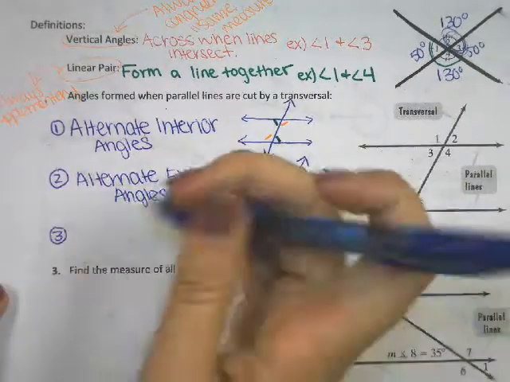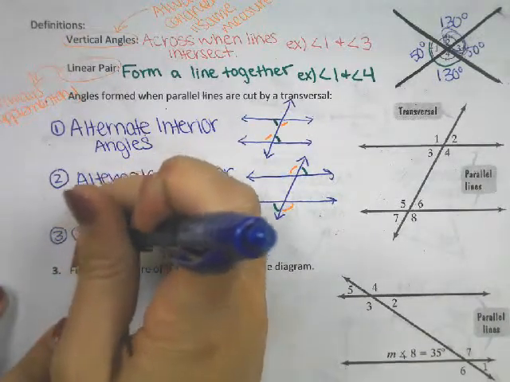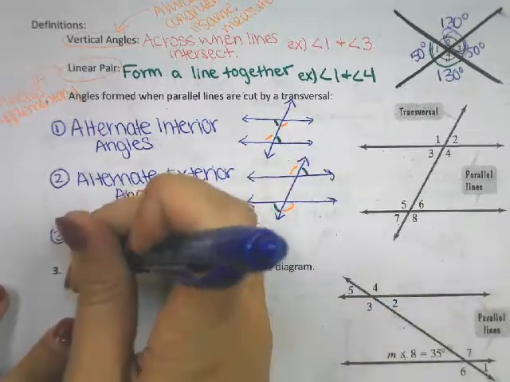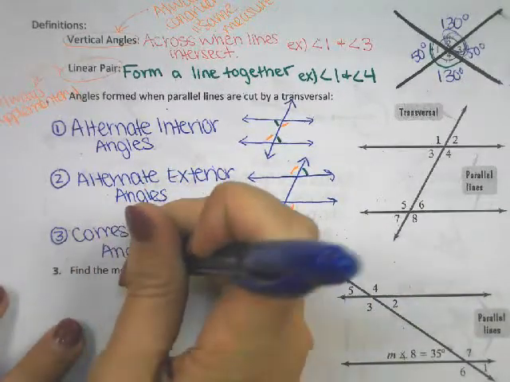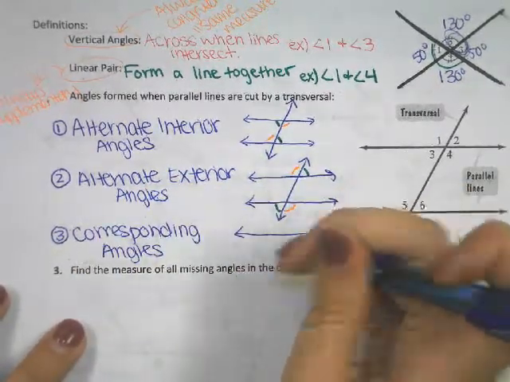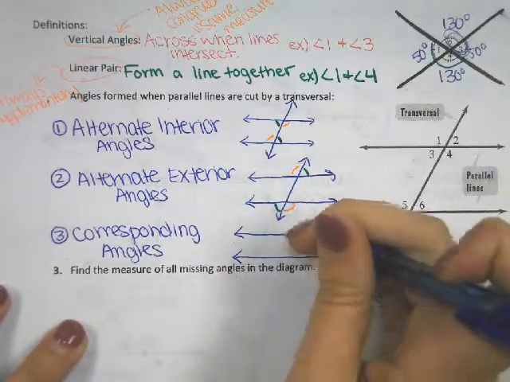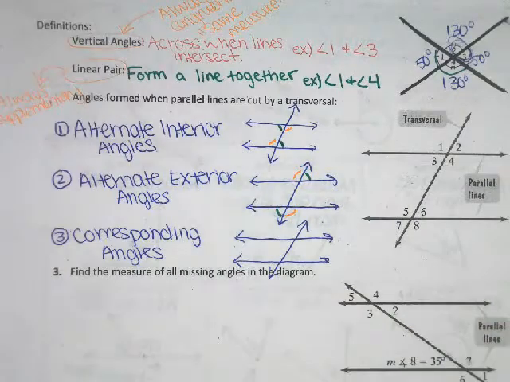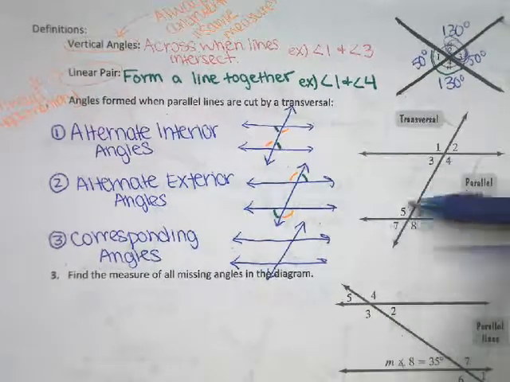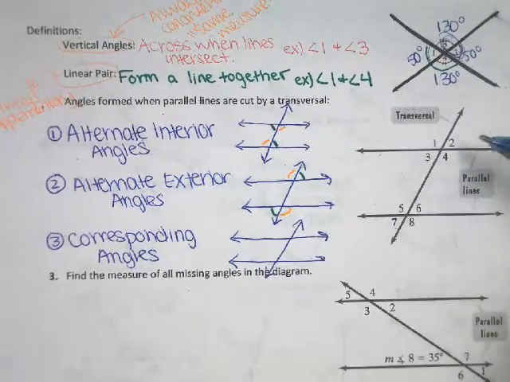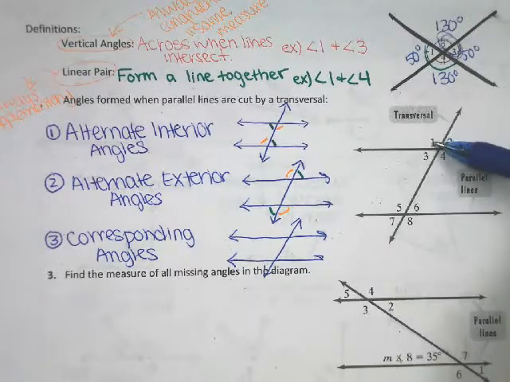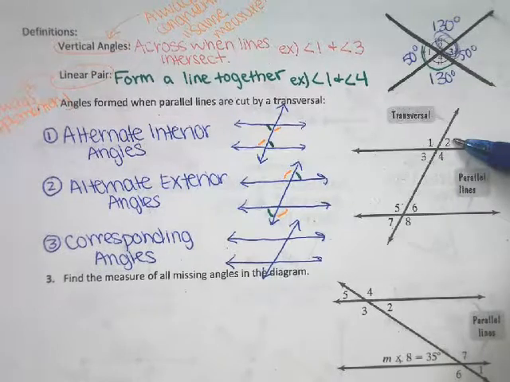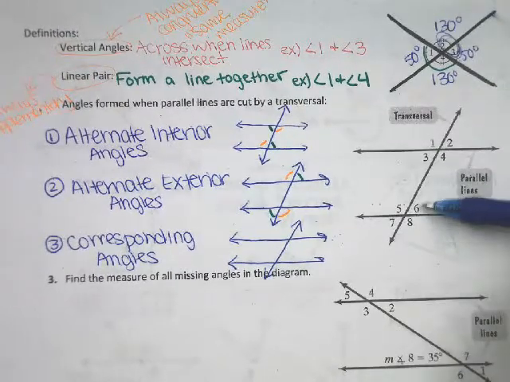The third and final relationship is corresponding angles. Corresponding angles are in corresponding, or the same, location at each of the clusters of angles. So cluster of angles here, cluster of angles there. We want to be in the same location. For instance, number 1 is in the top left. Number 5 is in the top left down here. Number 2 is in the top right. Number 6 is in the top right.